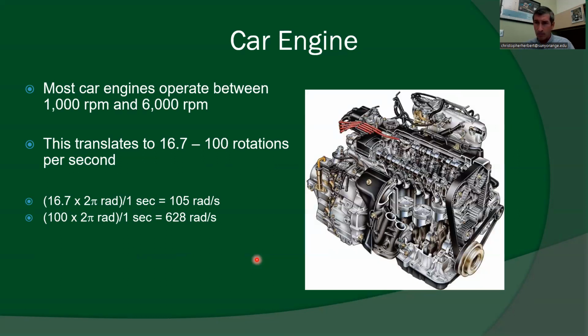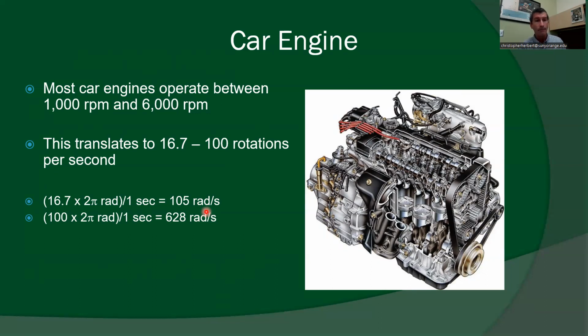Car engines, internal combustion engines, typically operate between 1,000 and 6,000 RPMs. I know 6,000 is a little bit much for your vehicle. You're probably going into the red when you do this. This translates to, if we divide rotations per minute by seconds per minute, we get 16.7 to 100 rotations per second. And that gives us 105 to about 628 radians per second.